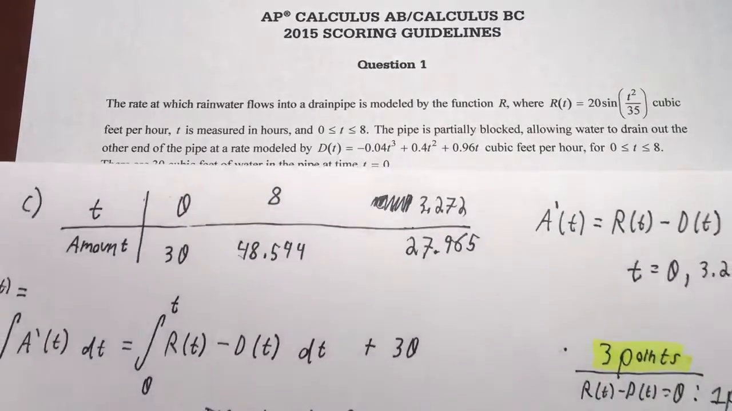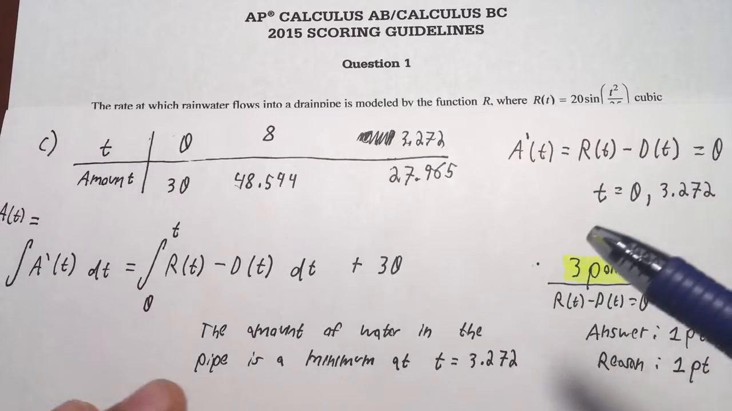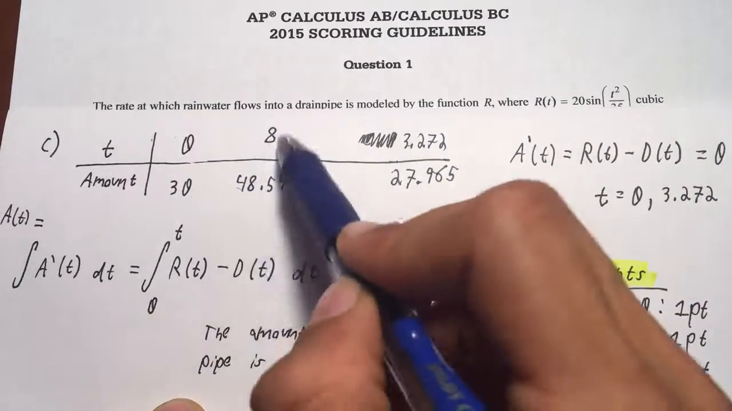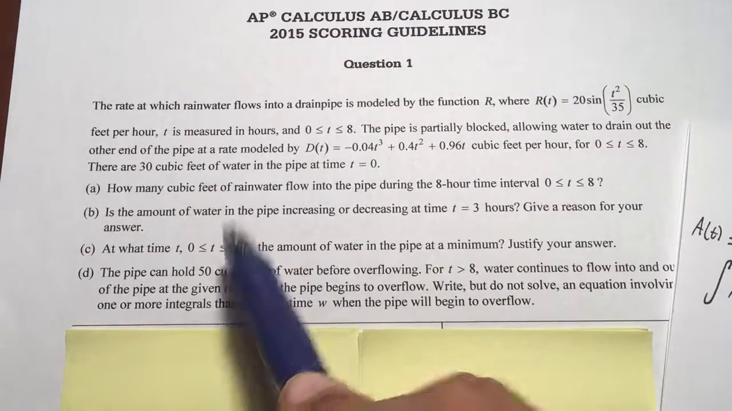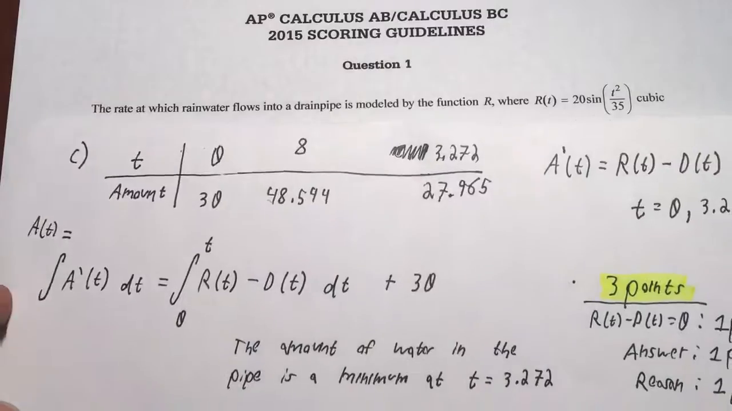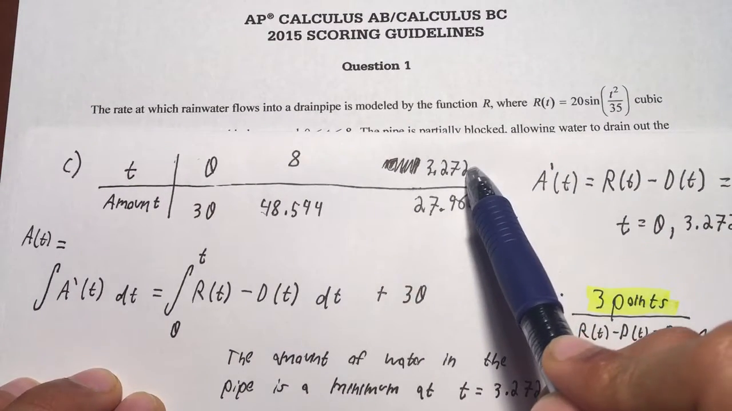So here's what I have here. Anytime you make a t-chart approach, your t-chart is going to be the interval they give you, right? We were concerned with t from 0 to 8. So my first 2 points are going to be 0 and 8. My next point is going to be the critical point.